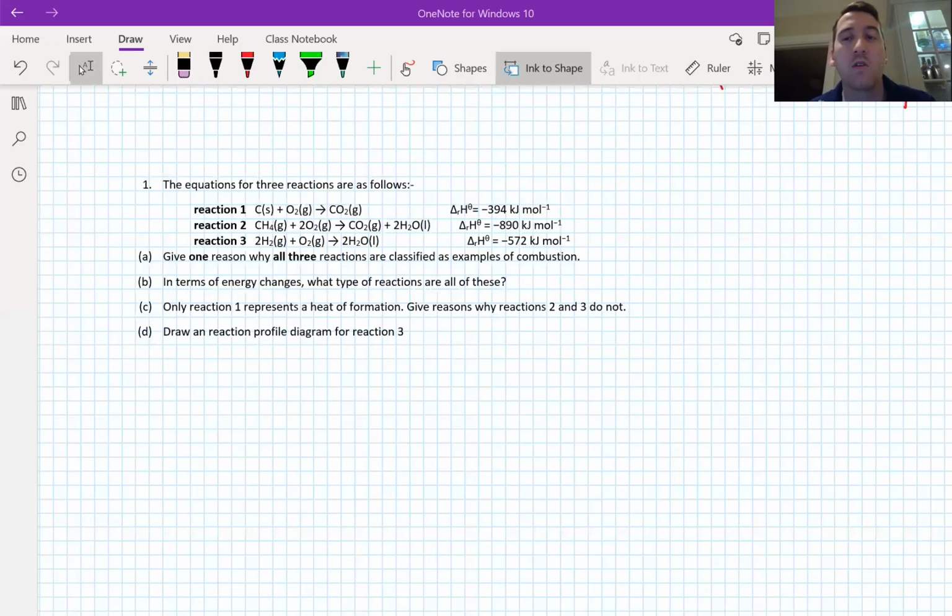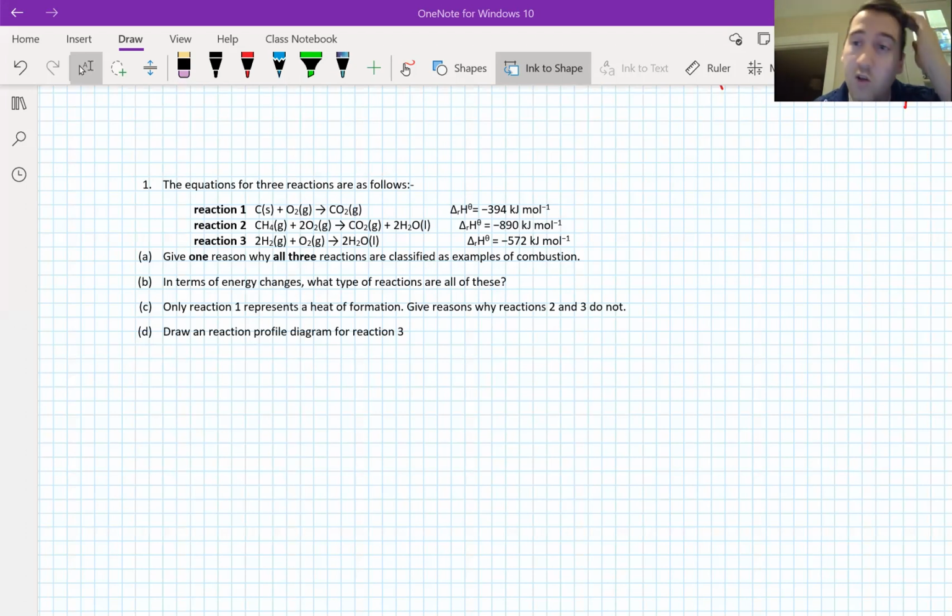All right, so we've got one summary question here to sum up what we've actually had a look at today. What I'm going to get you to do is just do question 1A first of all. Have a go at question 1A, just a quick little bit of guidance here. You just have 3 chemical reactions and you're asked in part A to give one reason why all 3 are classified as examples of combustion. So write down what you think the answer is to that now. Pause the video, write it down.